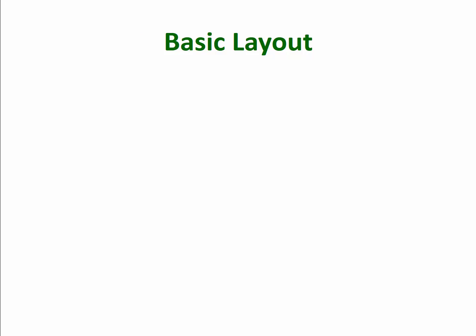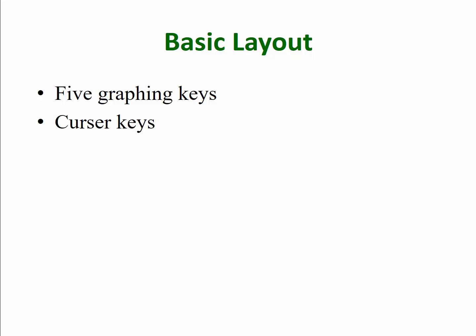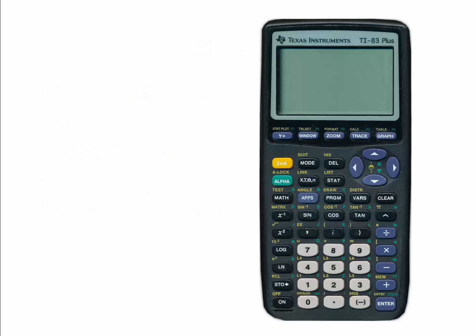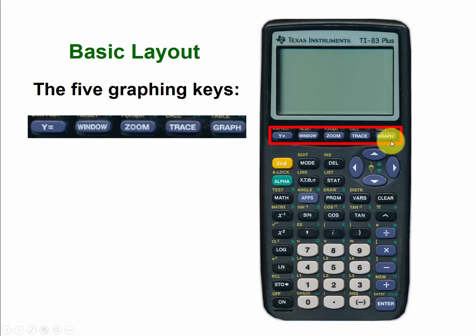So let's talk about the layout. We'll begin by talking about the 5 graphing keys, the cursor keys or the arrow keys, the scientific keys. These are the same keys that you would see on any scientific calculator, the operation keys, and the second and the alpha keys. So let's begin. The 5 graphing keys are located right beneath the screen.